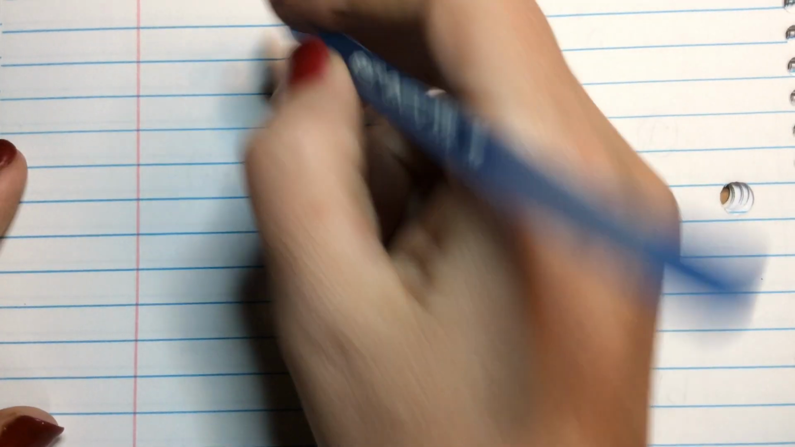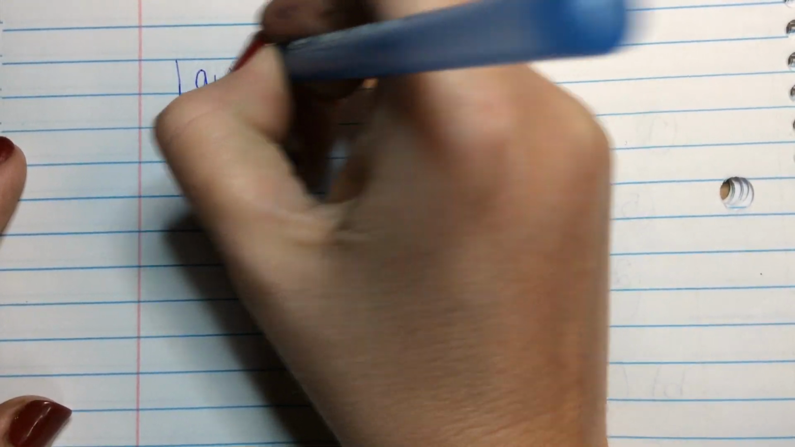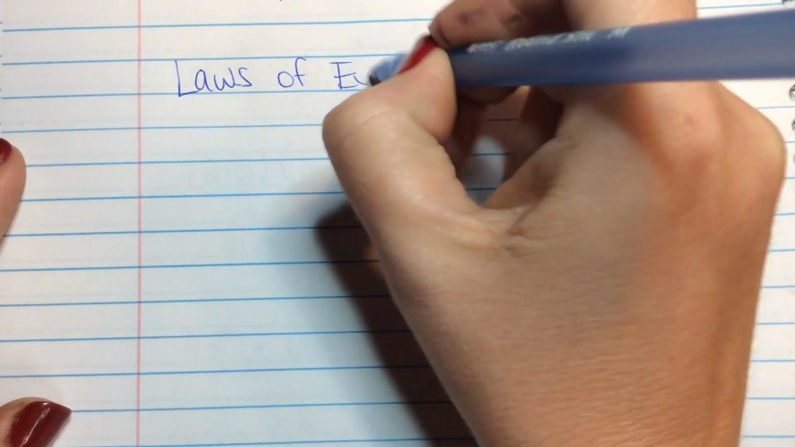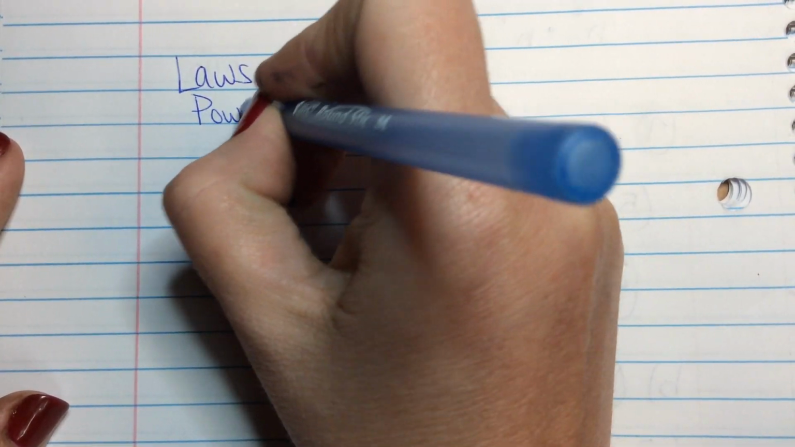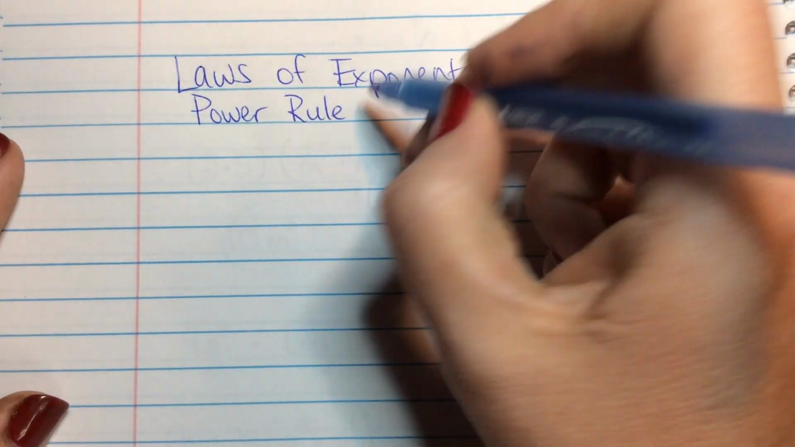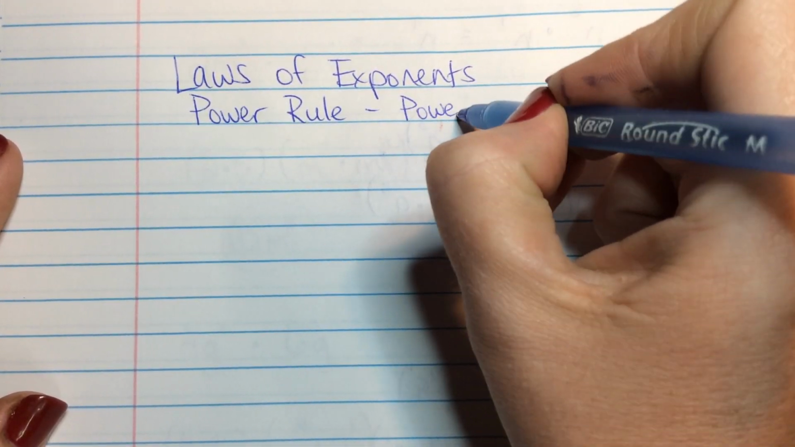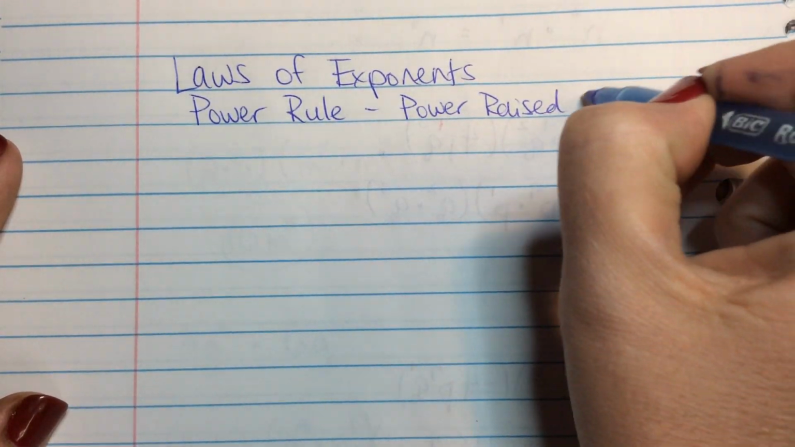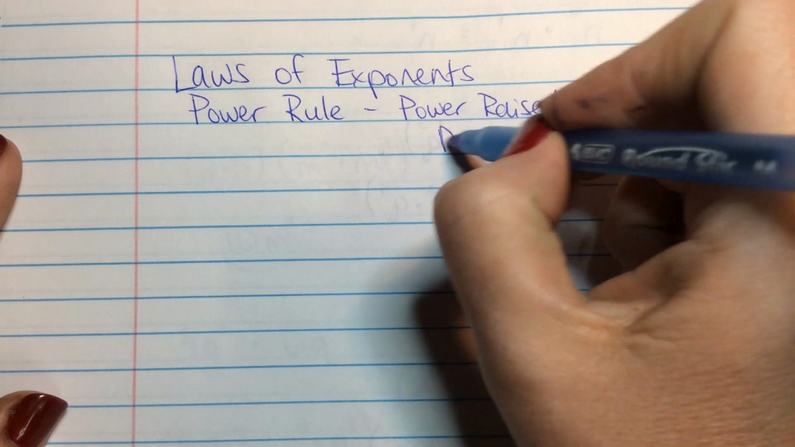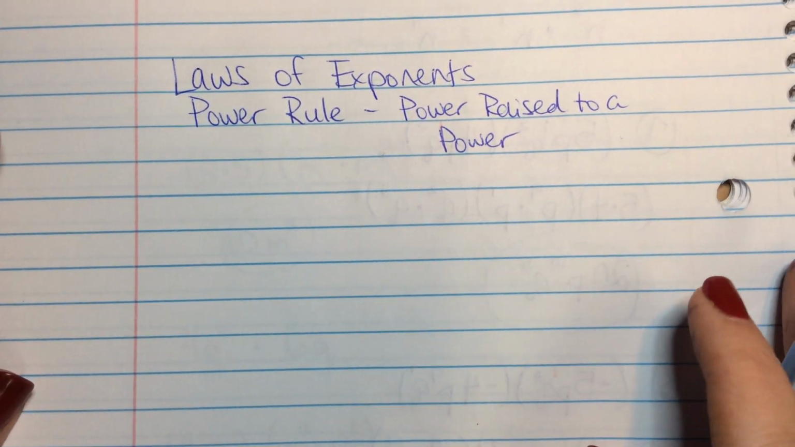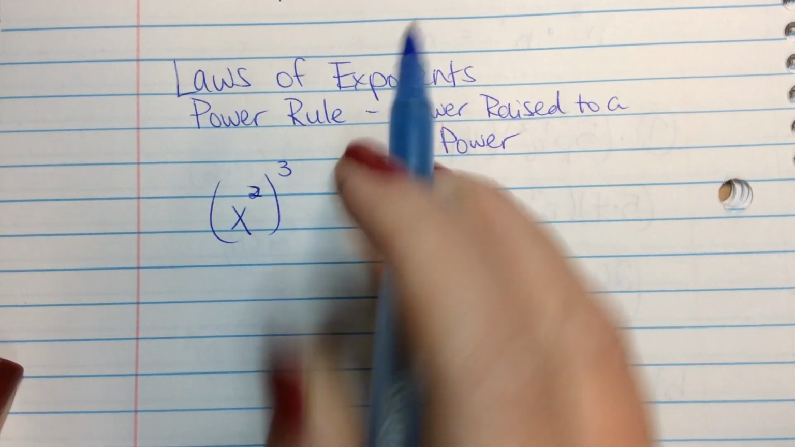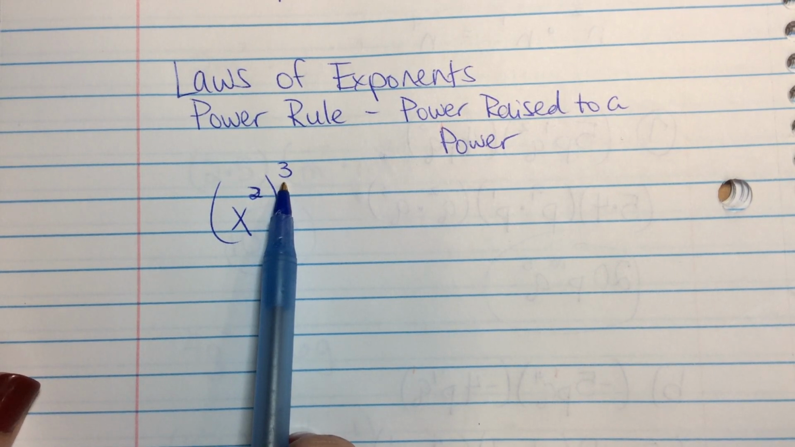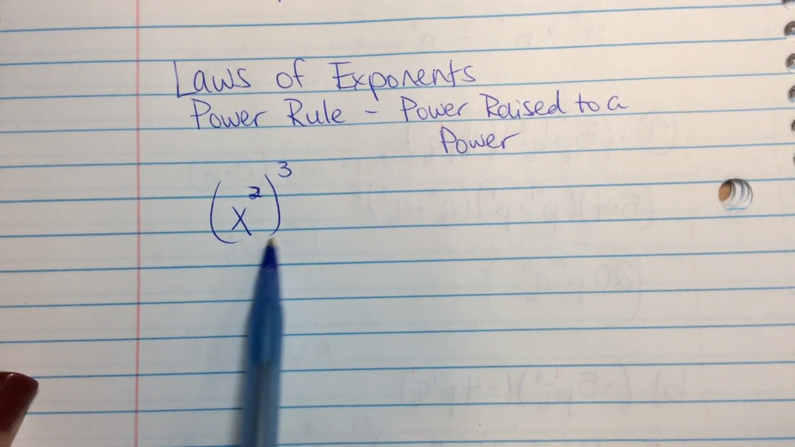Okay, this video is about the power rule. So we're on laws of exponents. There's actually a good many laws of exponents, and today we're talking about the power rule. I'm talking about a power raised to a power. So it would look something like this, like x squared raised to the third power. Notice how a power is being raised to another power. That is called the power rule.